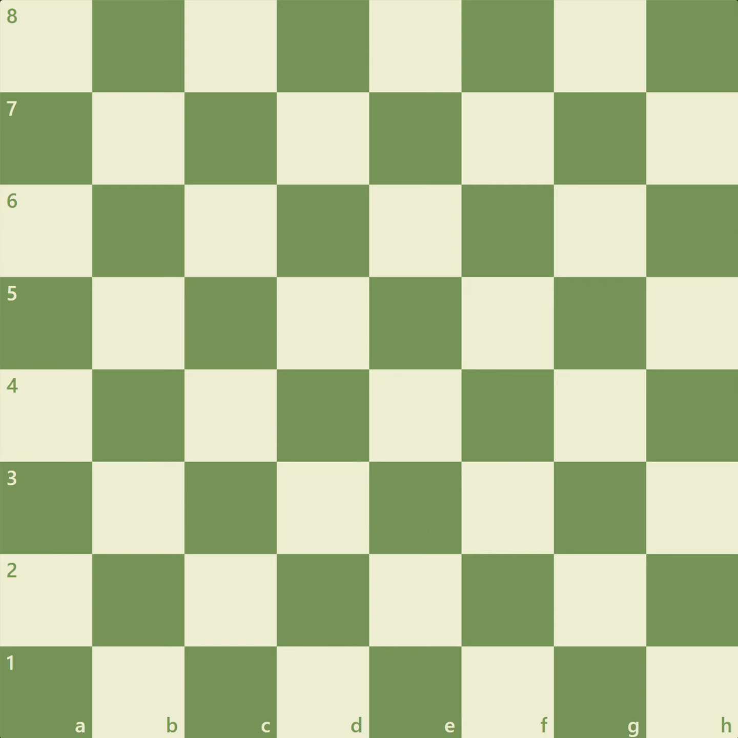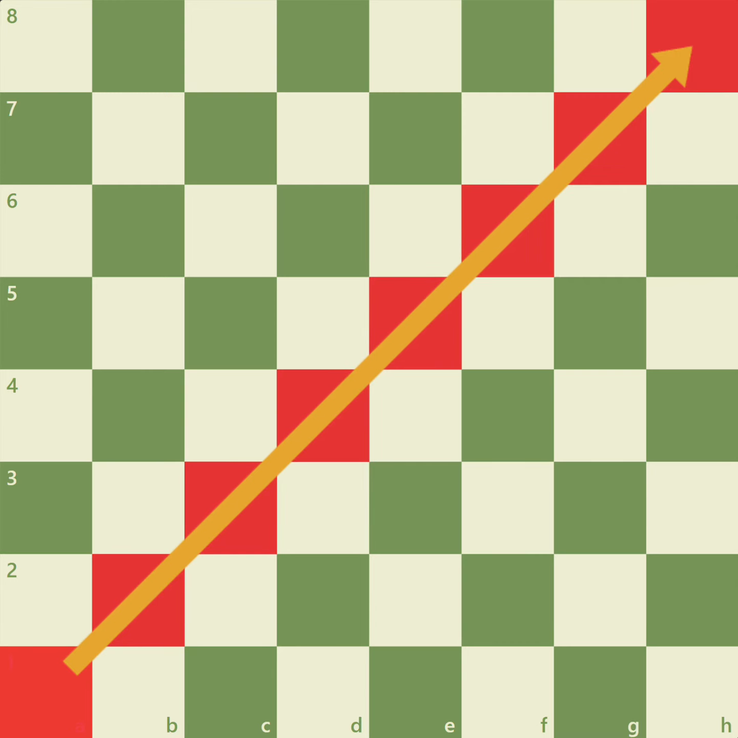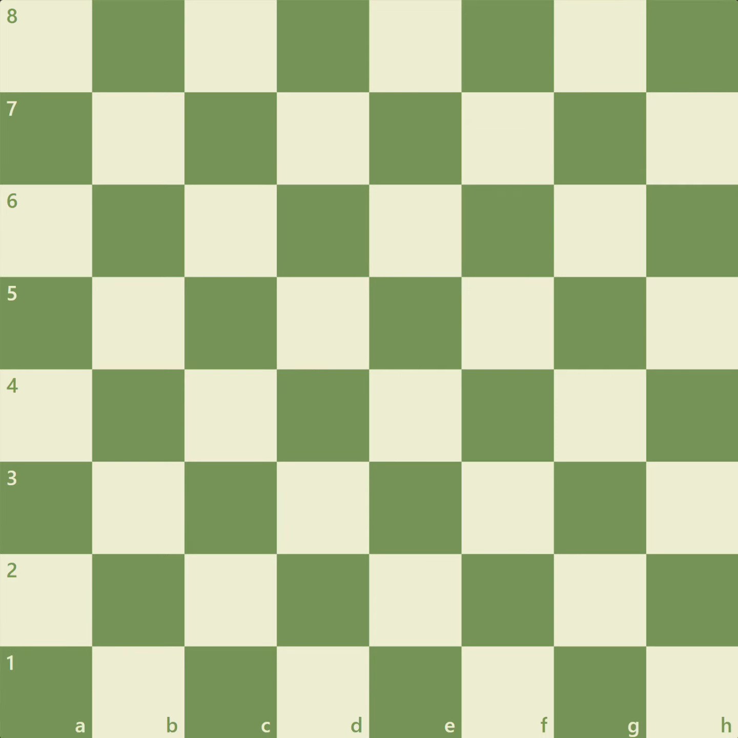Let's draw a diagonal starting from A1 and go all the way up the board. Notice we land on the H8 square, and in between these squares we see B2, C3, D4, E5, F6, and G7. Together, this is known as the A1 to H8 diagonal, because the diagonal begins on A1 and ends on H8.